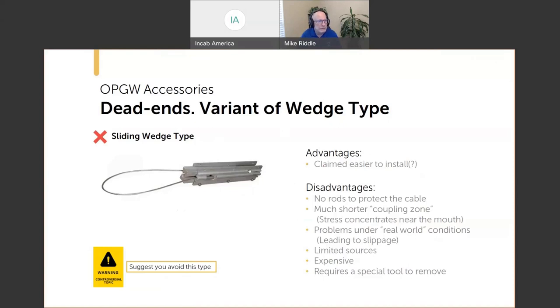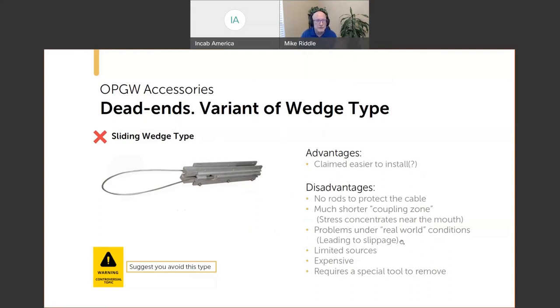So there's a variant of the wedge type that looks like this, where the wedge slides over the entire distance that it's applied to the cable. This is claimed to be easier to install. I don't really know, so I will put a question mark there. But it has some significant disadvantages. There are no rods used to protect the cable, and I will talk more about rods later. It's got a much shorter coupling zone. So it's not 3 feet. From what I've seen of these, it's less than even two, might be 18 inches or so.